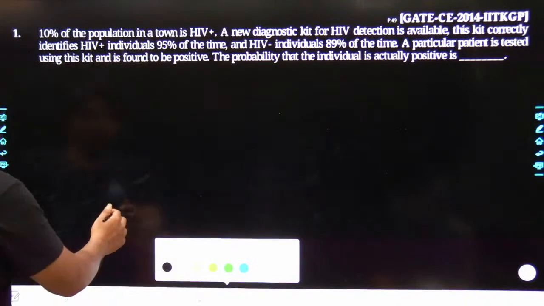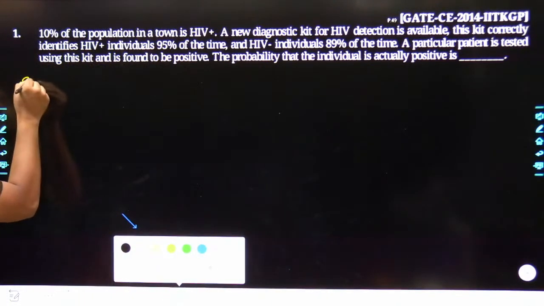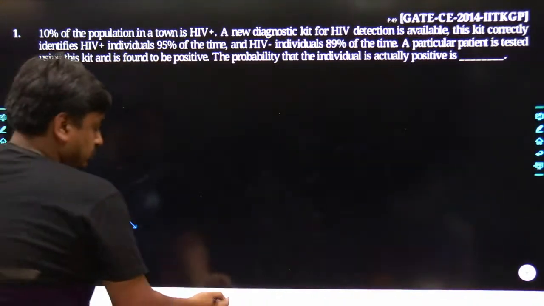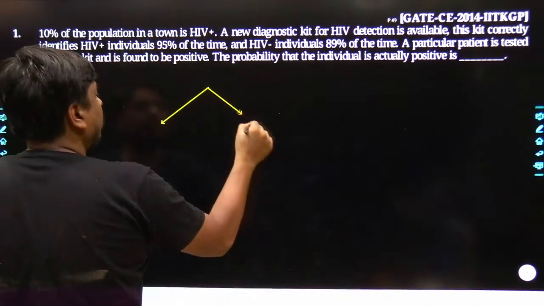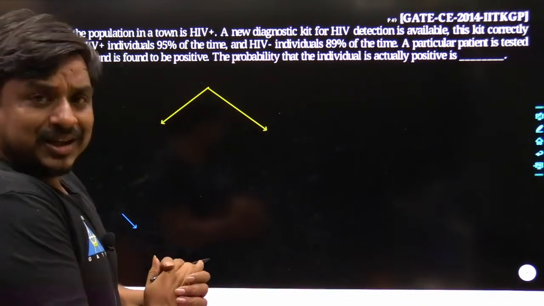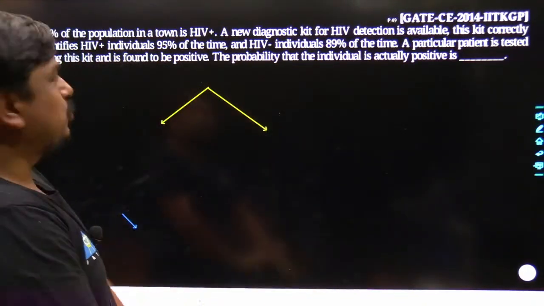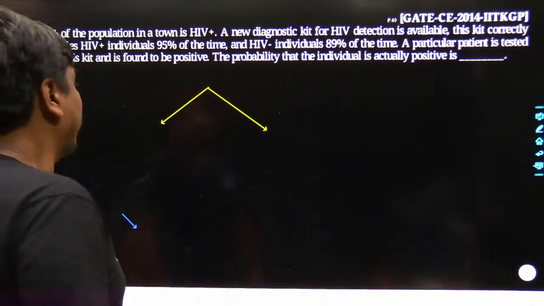Okay, so what we are going to do over here, let me write the solution from here. Here starts my tree structure. The tree is bifurcated into two parts. May I know why? Because the total population is segregated into two parts: 10% HIV positive and the remaining 90% HIV negative.